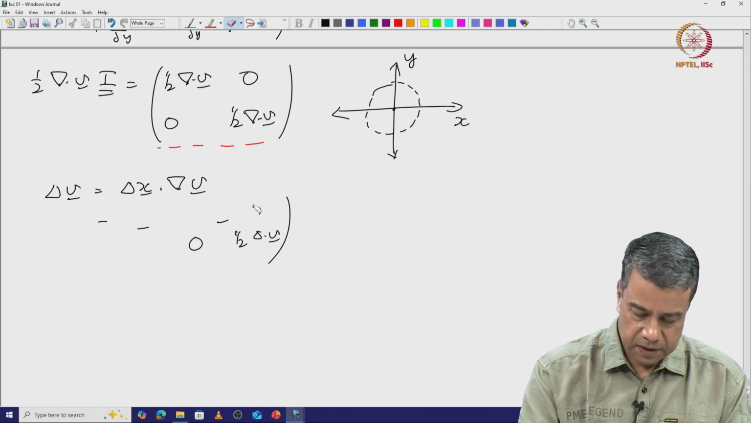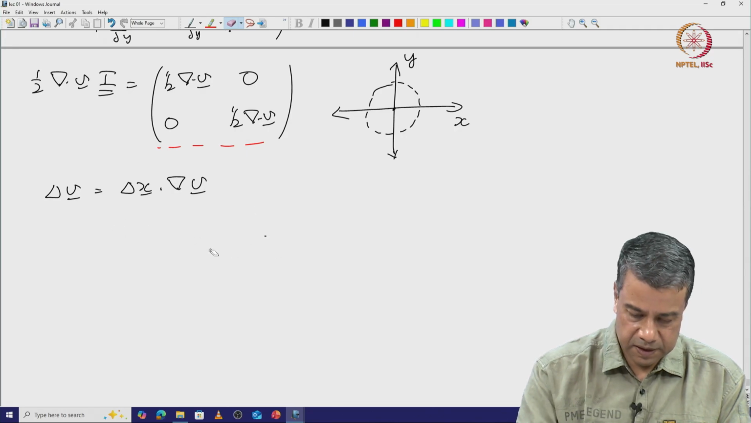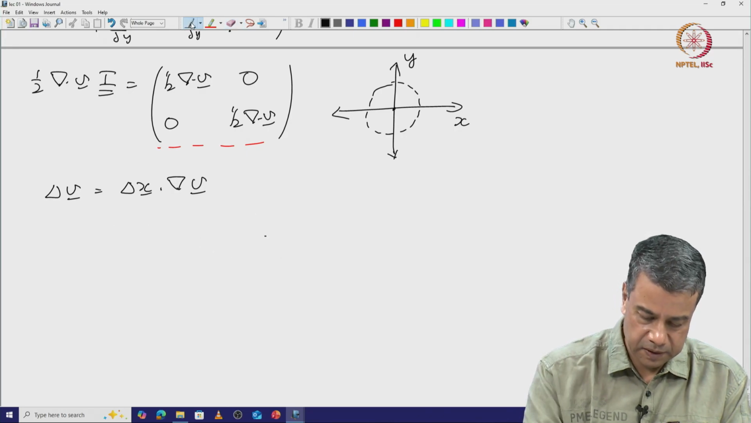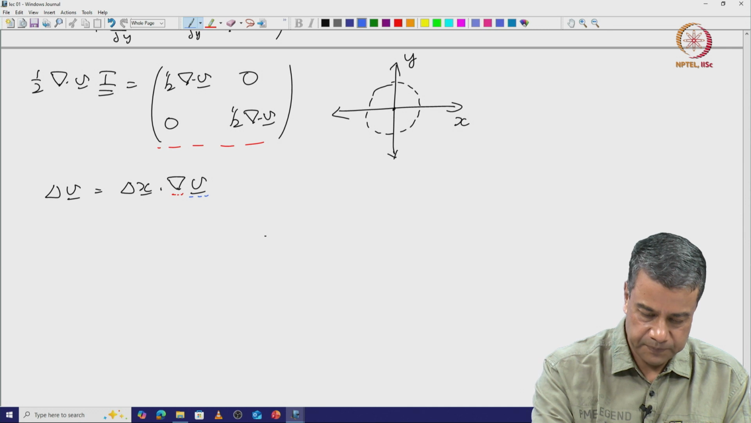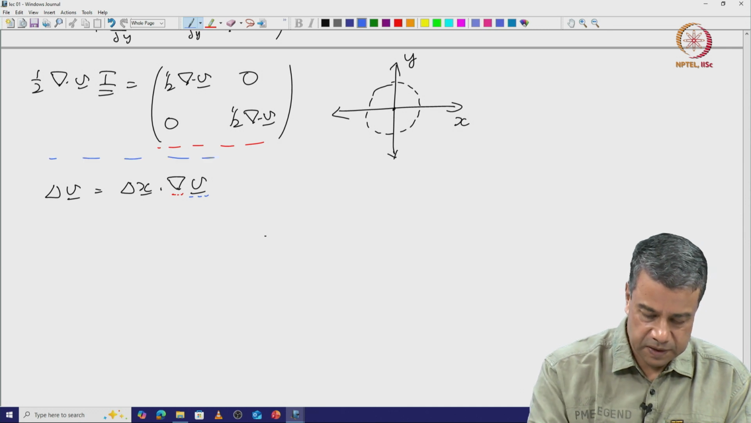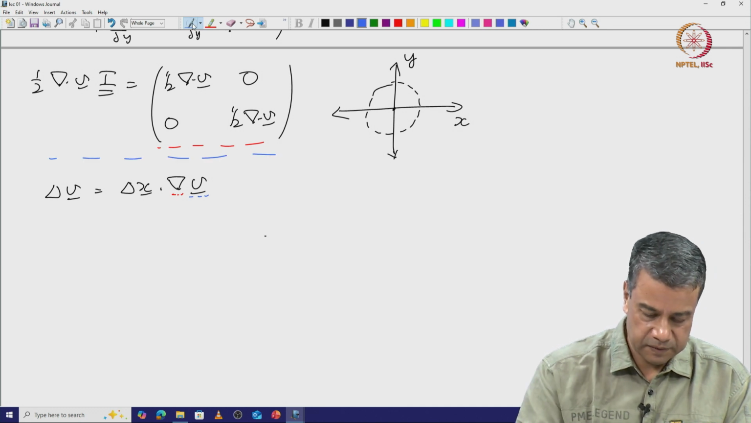Note that the first index in this represents the direction of the gradient. In this, the first index is the direction of the gradient and the second is the direction of the velocity. So, what is it for a deformation of this kind, of this isotropic deformation?